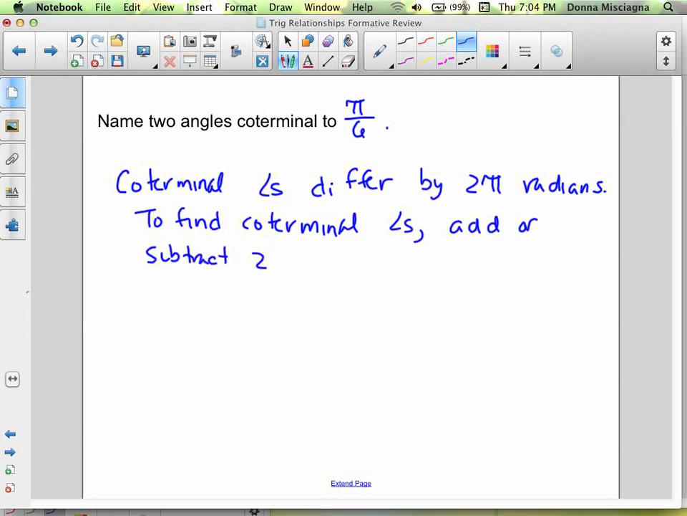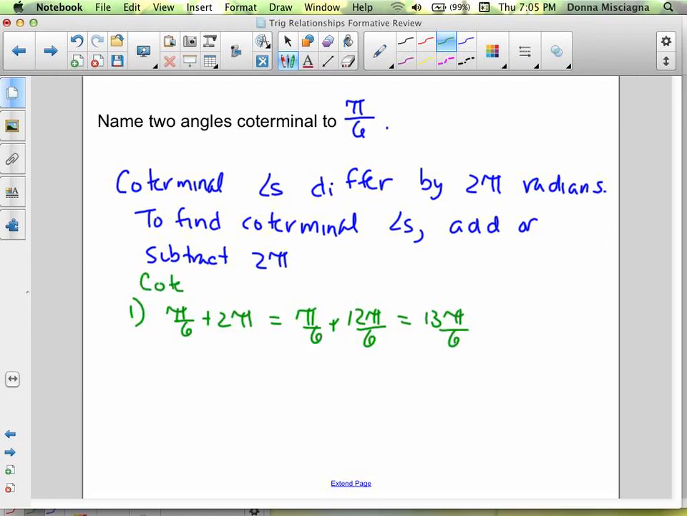So let's find 2 angles that are coterminal to pi/6. Right? So number 1, pi/6 plus 2 pi. They would be coterminal. Now to add them together, let's change so they have a common denominator. So 2 pi is the same as 12 pi/6, right? 12 divided by 6 is 2. So that would be 13 pi/6. So that's our first coterminal angle.